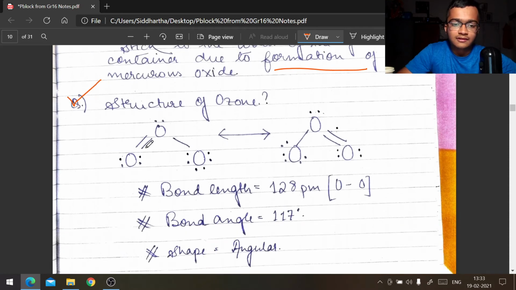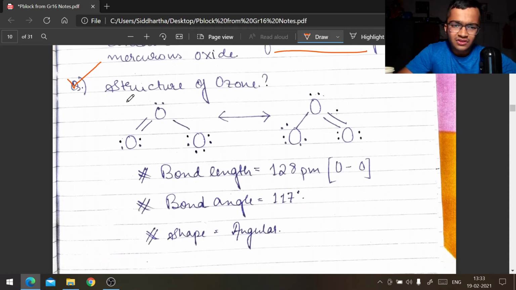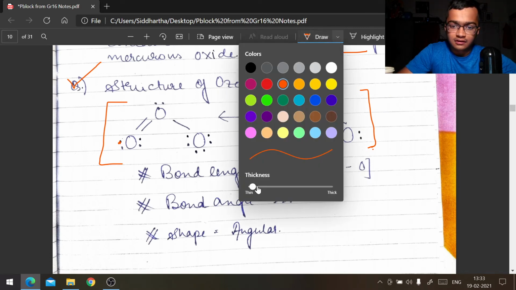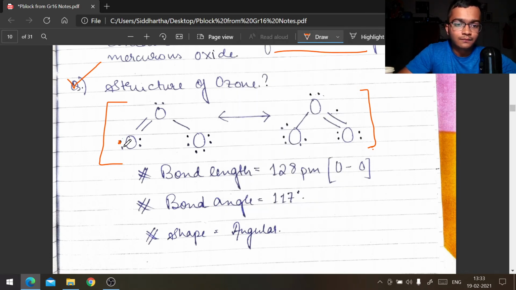Now here they are telling about the resonance stabilized structure of ozone, or the canonical structure. This is important. While making this, you have to keep in mind that oxygen needs to have 8 electrons to attain stability. Let's make the pen thickness a bit more. Here they are sharing the bonds, right? They are forming covalent bonds.